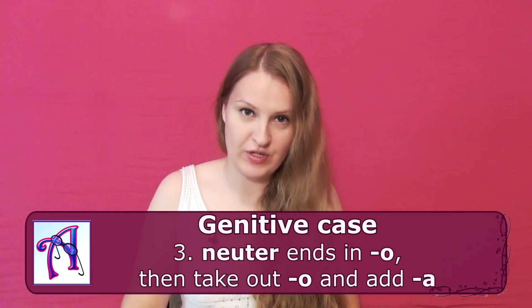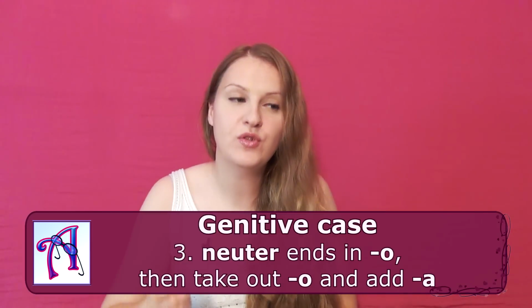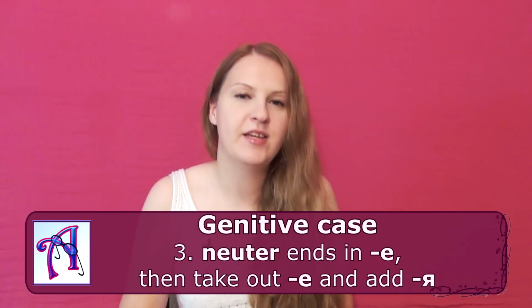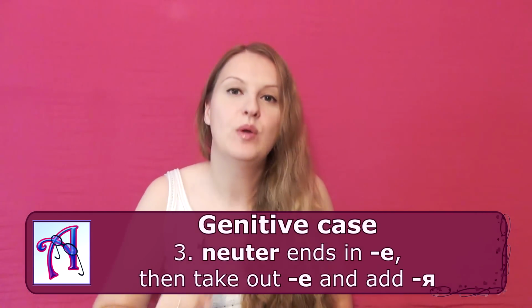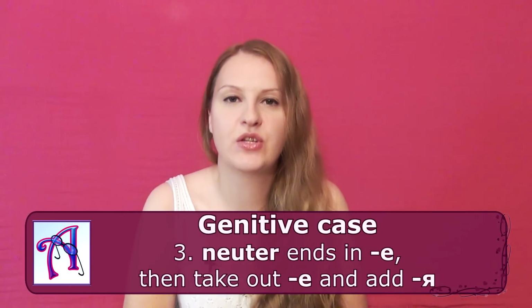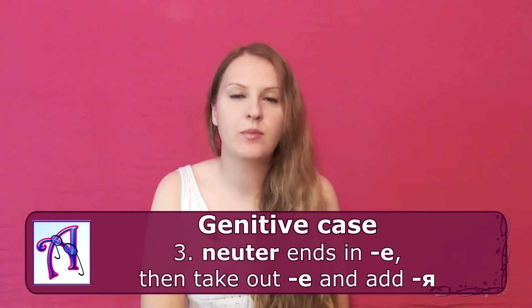And neuter nouns. So if a neuter noun ends in o, we put a. And if it ends in ye, we put ya. So these are the general rules. And there are a couple of exceptions, and I will tell you about them in a second.